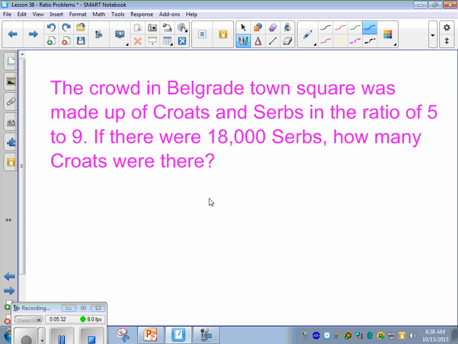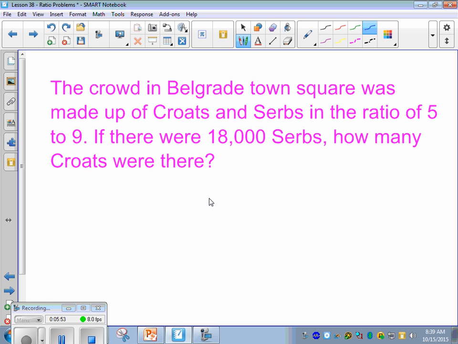All right, here's another one. The crowd in Belgrade town square was made up of Croats, I think you say that, and Serbs in the ratio of 5 to 9. If there were 18,000 Serbs, how many Croats were there? Croats? I don't know. Yeah, Croatians, but I think it's just shortened, so maybe we can just say Croatians.